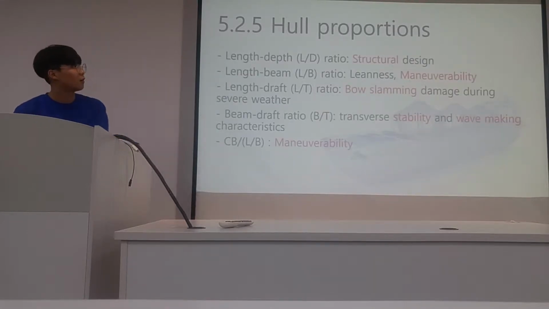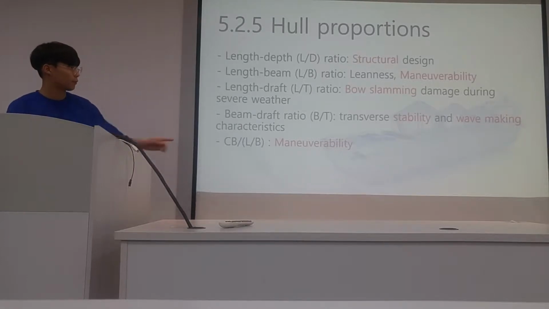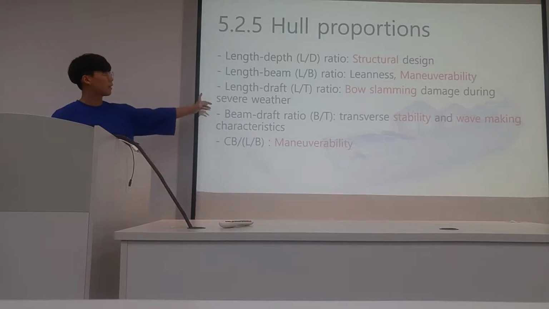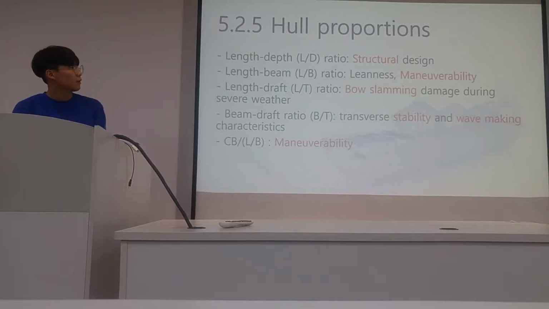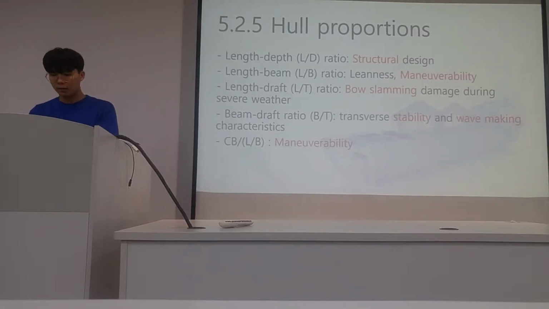The major important hull proportions are the length per depth ratio, the length per beam ratio, and the beam per depth ratio, and also block coefficients per length depth ratio. Length depth ratio is very important in structural design, and length beam ratio is important for maneuverability, which means driving the ships.